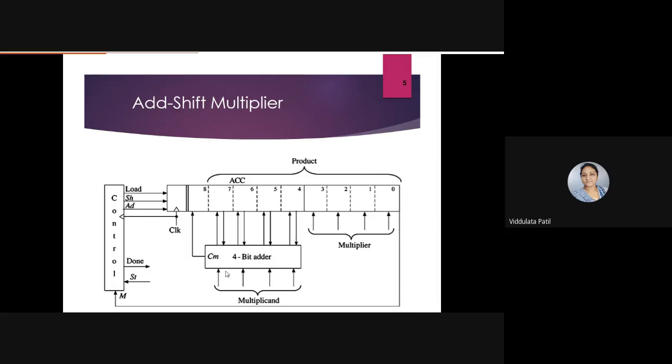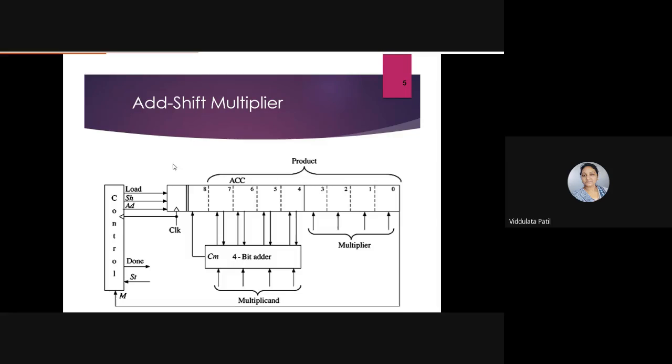So here we require a 4 bit adder. Okay, so if this least significant bit in the accumulator is 0, we are just going to shift whatever are the contents of the accumulator to the right by 1 bit. If this bit is a 1, then we are going to add these bits, that is from 4 to 7, to the multiplicand. So for that we require a 4 bit adder.